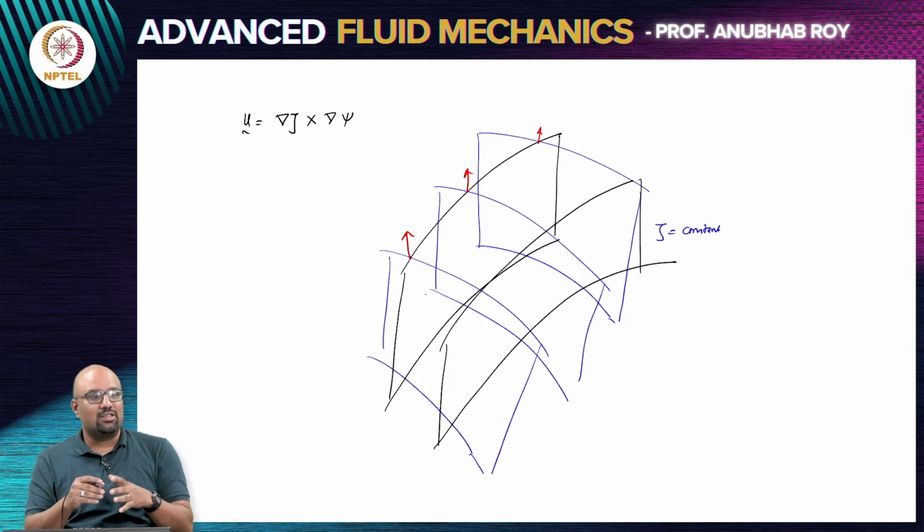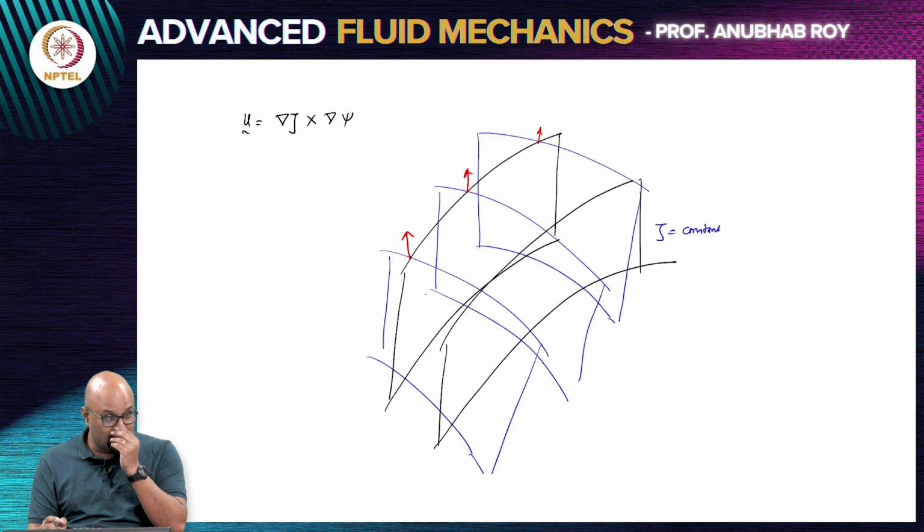So, you imagine your space is basically made up of these families of surfaces, one being surfaces of constant zeta and the other being surfaces of constant psi. The intersection of these surfaces gives you your streamlines. You have a velocity field which has 3 components in 3D, but it has to be divergence free, which means they cannot be arbitrary. There is a constraint on that velocity field.